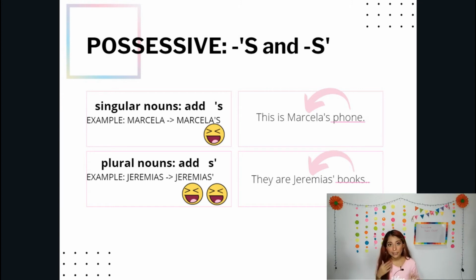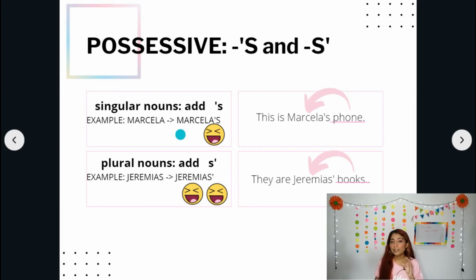It's not that difficult. We're going to talk about possessives. Okay, these possessives are used when we want to express or talk about some object and the owner, okay, el dueño del objeto o quien es dueño de tal objeto.